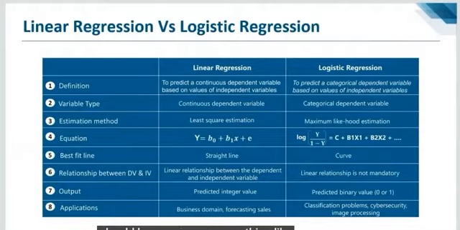Finally, we have applications. Linear regression is mainly used to predict outcomes like the expected number of sales, and it's always used to predict some continuous value. But when it comes to logistic regression, it's mainly used in classification. So when you want to classify a data set into two different classes, then you use logistic regression. You can find a lot of applications of linear regression in the business domain, and logistic regression is mainly used in the cybersecurity, image processing, and classification domain.